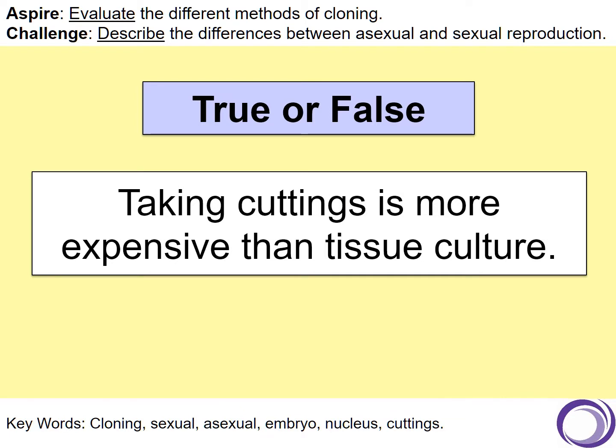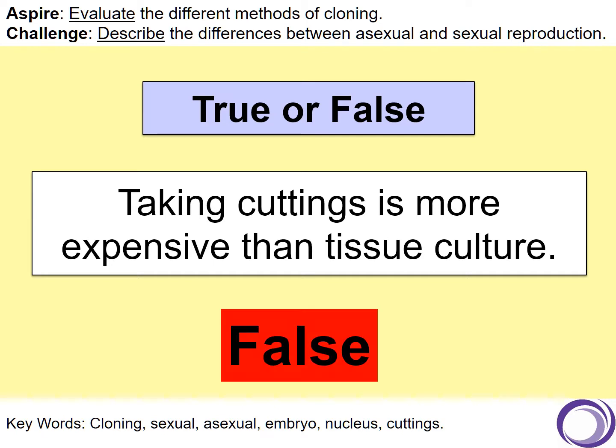Next one. Taking cuttings is more expensive than tissue culture. True or false? Okay, if you got false, you were absolutely right. Taking cuttings is quite cheap. You can do it in your back garden. You can do it for houseplants. Tissue culture requires a lab involvement and tiny microscopic samples of plants to be taken. So tissue culture is more expensive than cuttings. It's the other way around. So that statement was false.